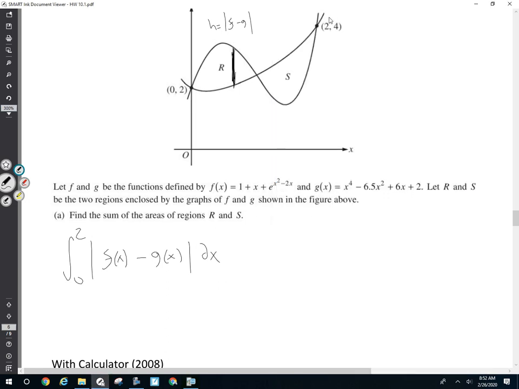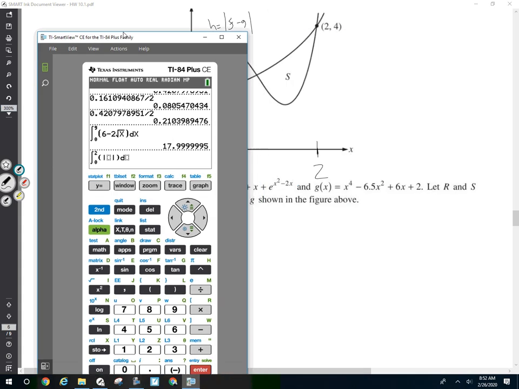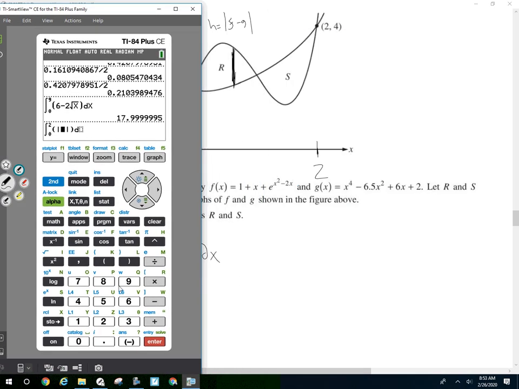Now, why am I using 2 and not 4? Because we're talking about an infinite sum of these, all the way to the x value 2, starting from the x value of 0. All right, 0, 2, math, abs, either minus the other. Which one do you want to subtract from which?